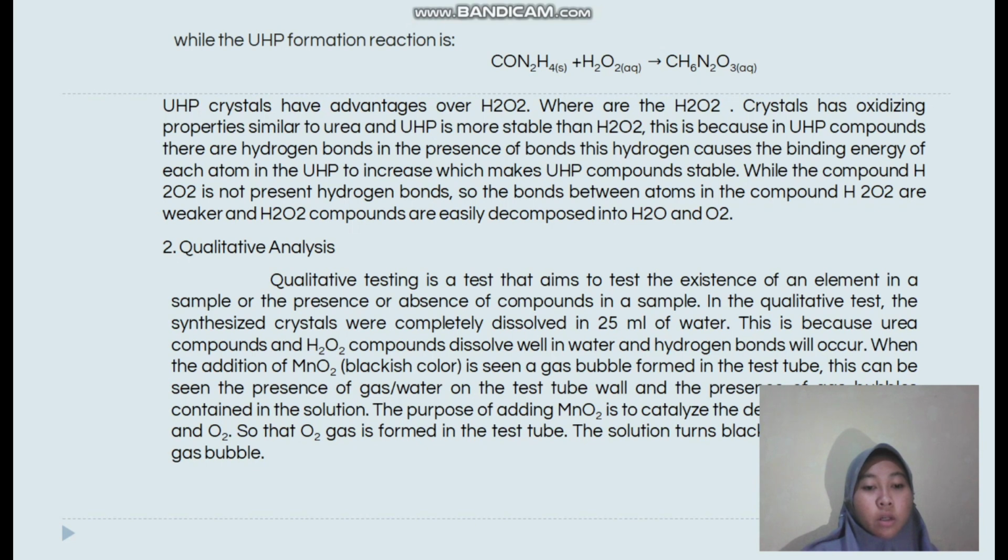When MnO2 is added, gas bubbles form in the test tube. This indicates the presence of oxygen gas in the solution. The purpose of adding MnO2 is to catalyze the decomposition of H2O2.